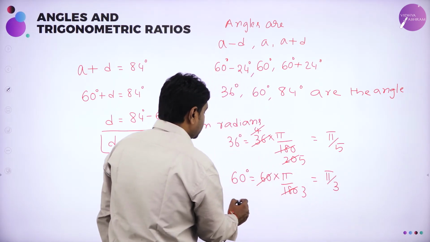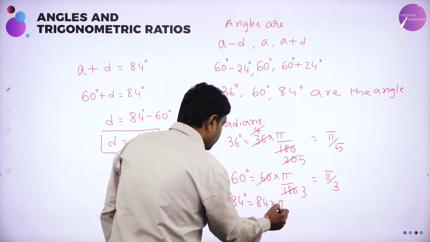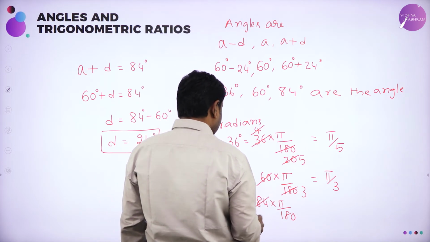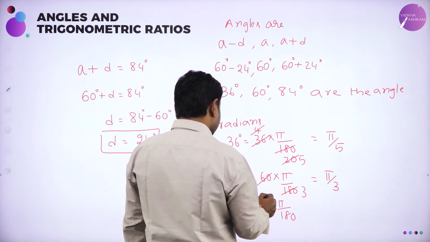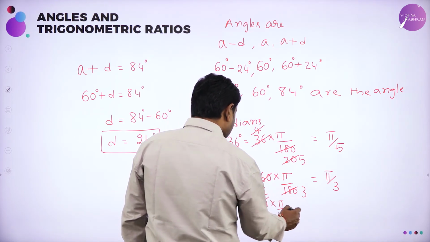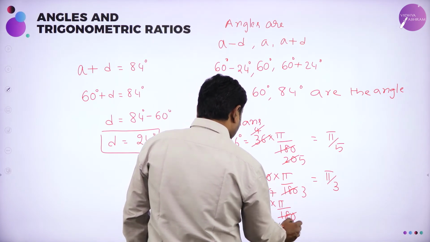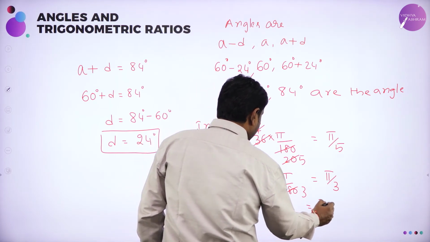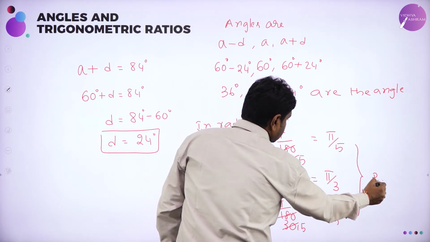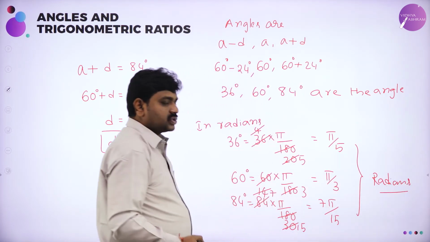And the last one is 84 degrees. 84 degrees can be written as 84 into pi by 180, so now both are divisible by 4, both are divisible by 6. 6 1s are 6, 6 4s are 24, and 6 30s are 180, again 2 7s are 14, 2 15s are 30, so it will be 7 pi by 15. So these are the angles in radians. They want you to calculate in degrees as well as radians, and we got both.